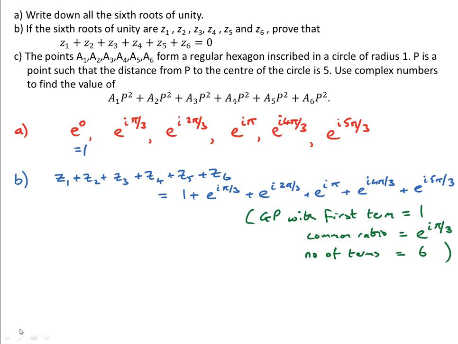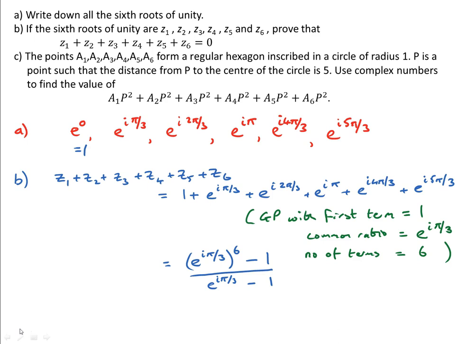So the sum of that geometric progression will be r to the n minus 1 over r minus 1. In this case that's e to the i pi by 3 to the power 6, take away 1, over e to the i pi by 3, take away 1.